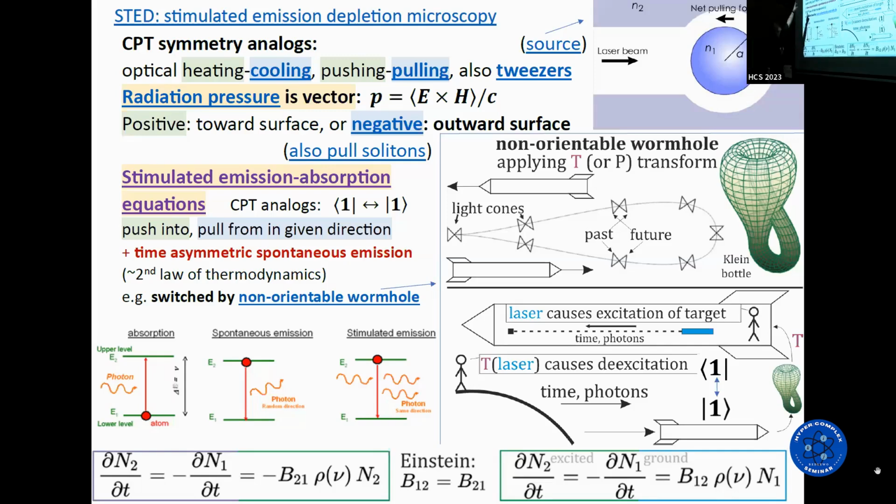Okay, so also, naively there is laser heating, but there is also laser cooling. Naively light is pushing, but there are also many approaches to laser cooling. Also, there is negative radiation pressure, because it works very similarly to hydrodynamics. The pressure is a vector, so if it's toward the surface, it's positive, but if it's outward, it's negative. So there is no problem with having negative radiation pressure.